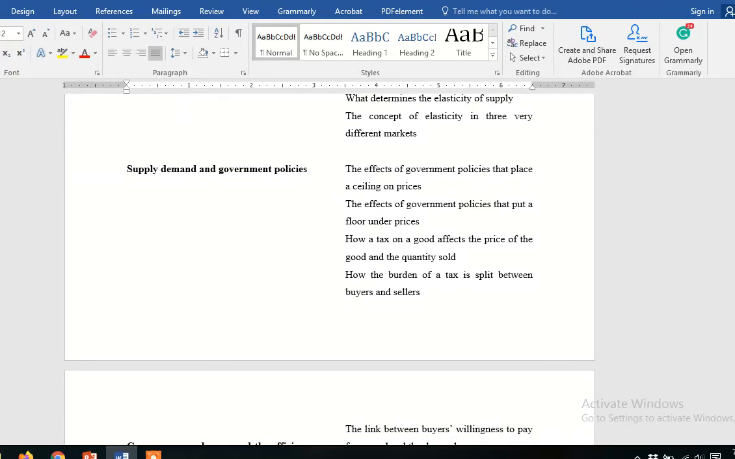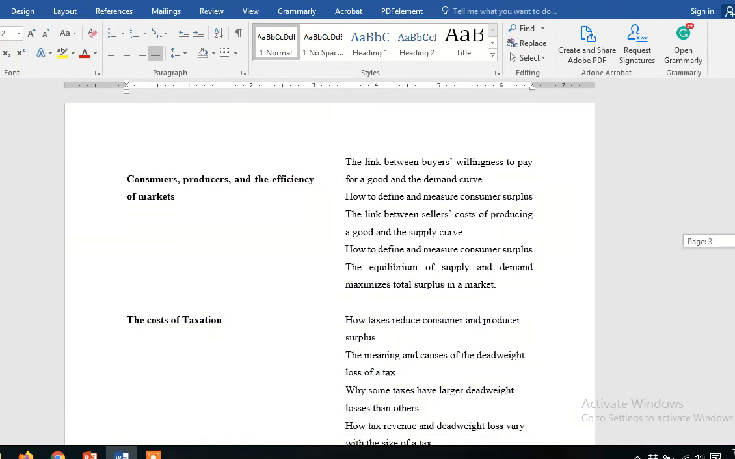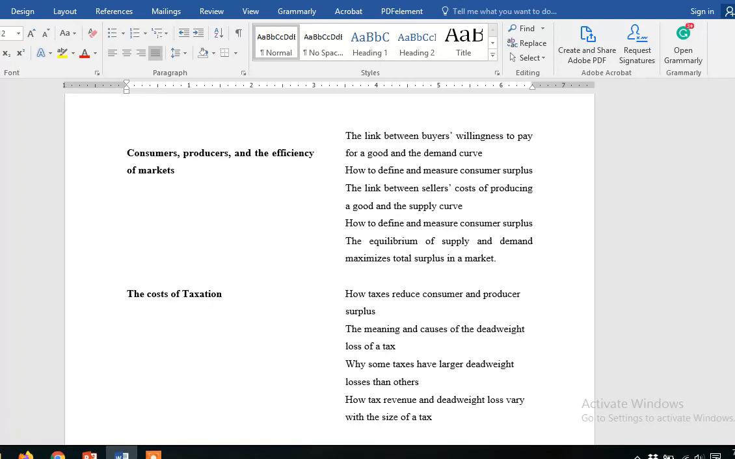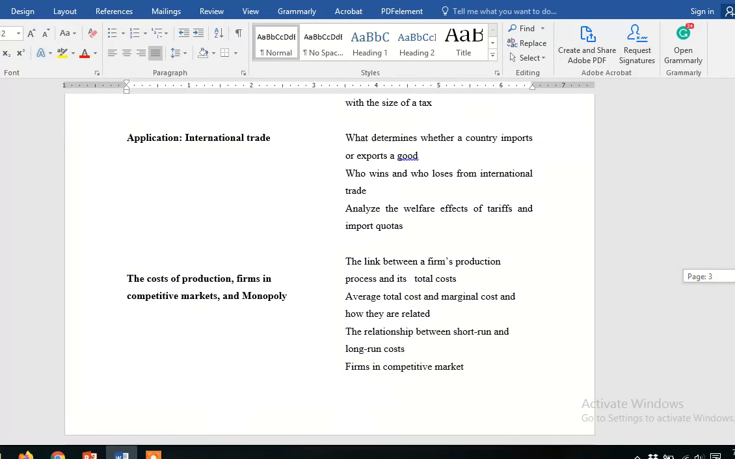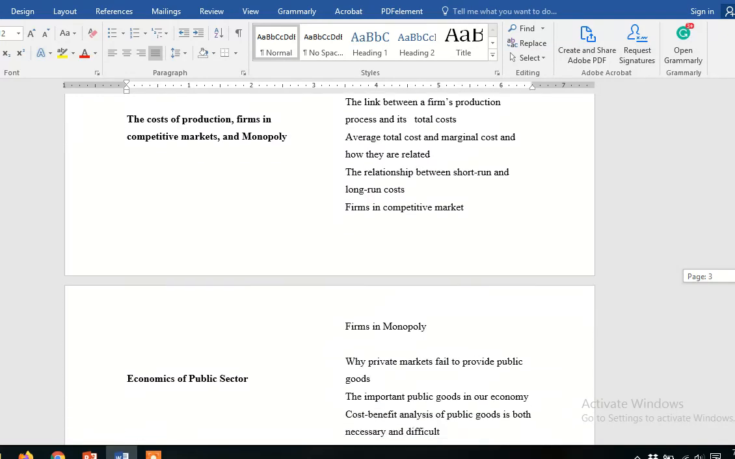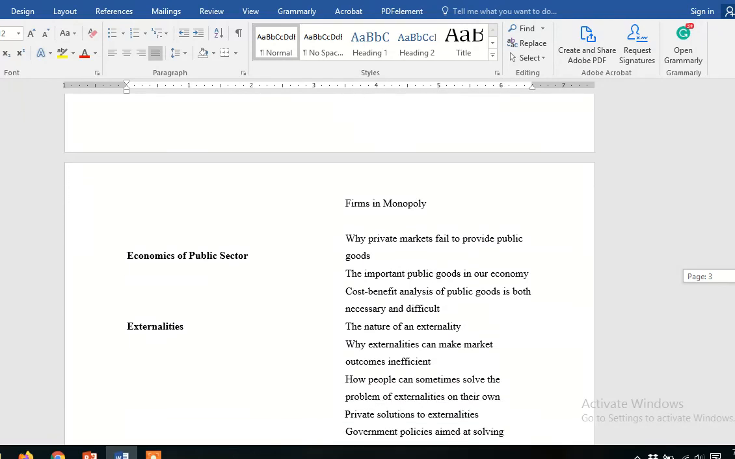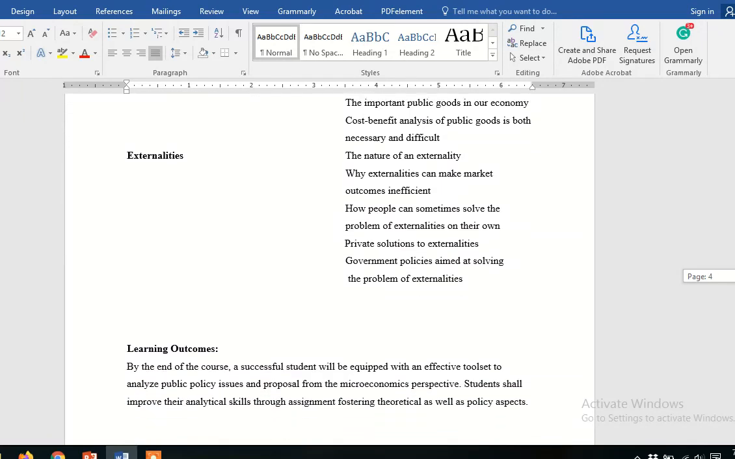Along with this, we will further discuss supply, demand and government policies, like how supply and demand are affected, what the government policies are, and what the effects of these policies on supply and demand are. Next, we will discuss the consumer, producer and efficiency of the market, and then the cost of taxation, application of international trade, and then cost of production, firm monopoly, and then the economics of the public sector, then externalities.